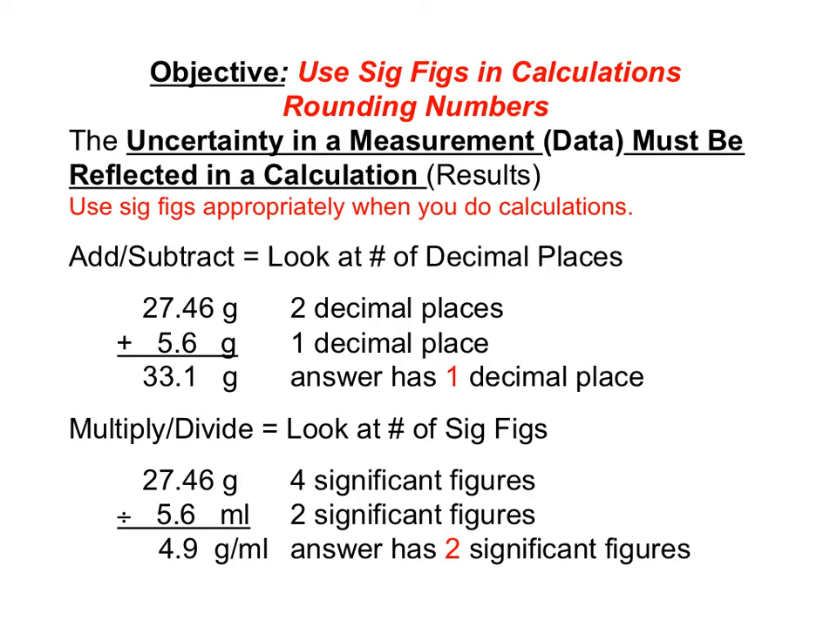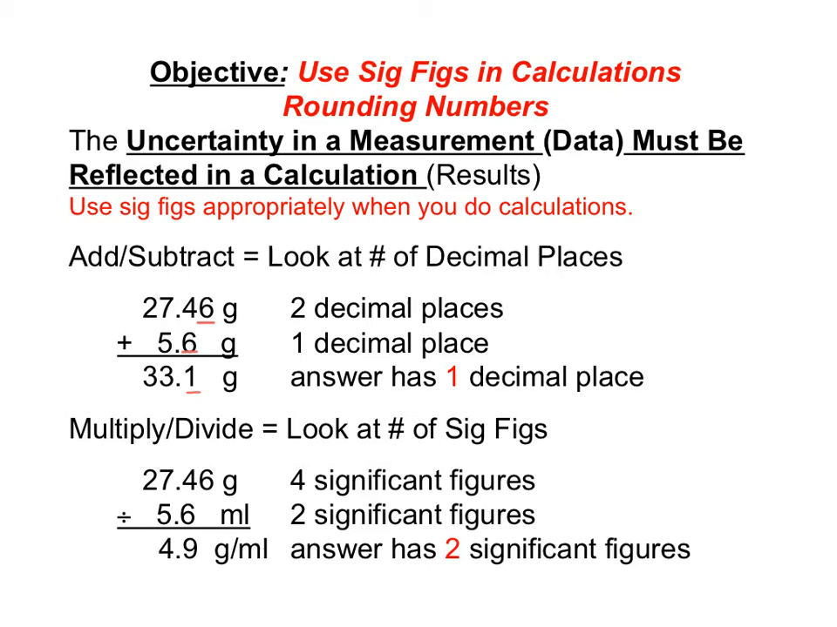So here's how we round numbers in a calculation to reflect the uncertainty in a measurement. In a calculation that involves addition and subtraction, look at the number of decimal places. For example, this number has 2 decimal places, this other number has 1 decimal place, so the sum will be rounded to 1 decimal place.